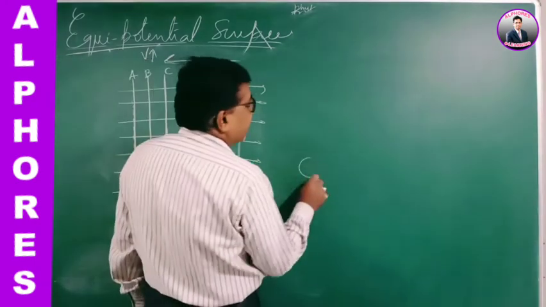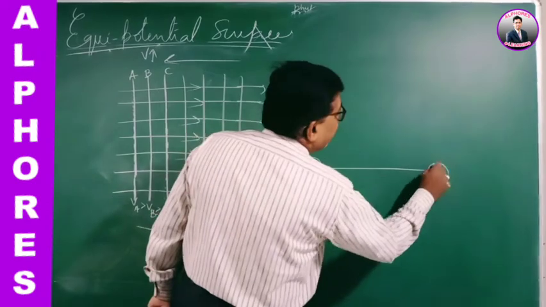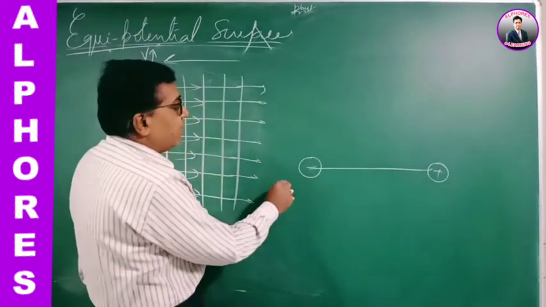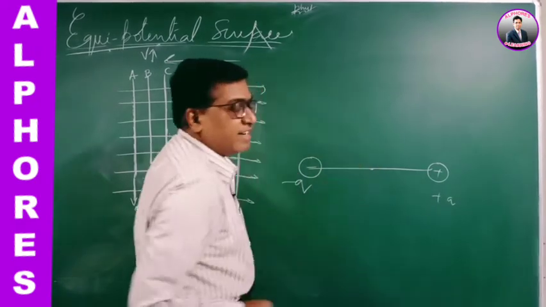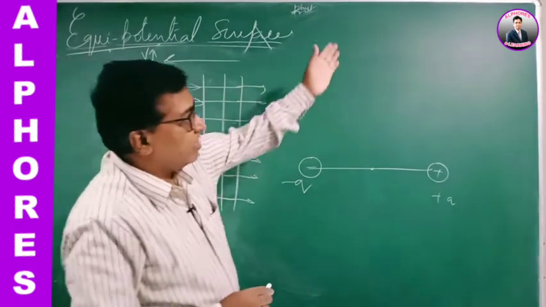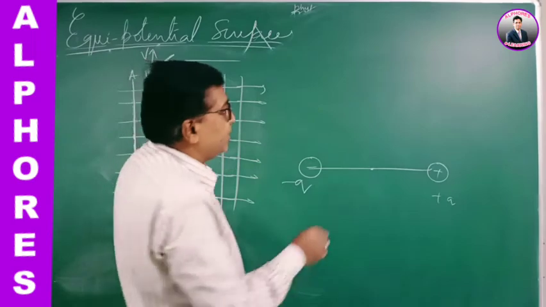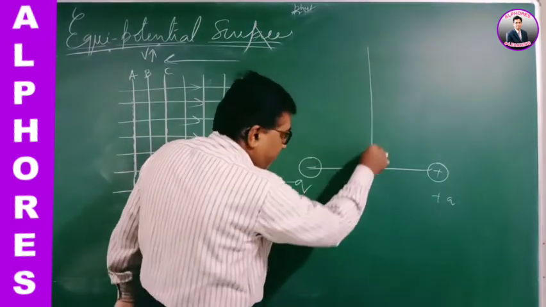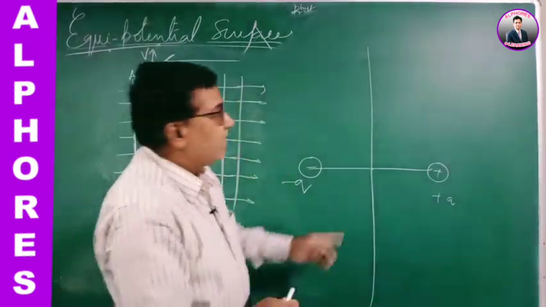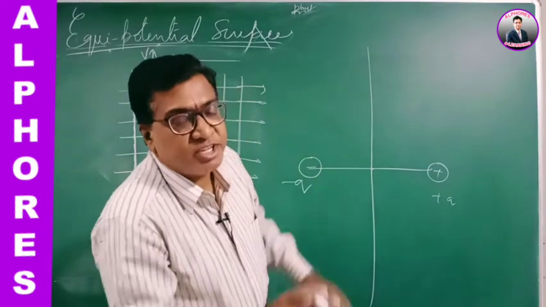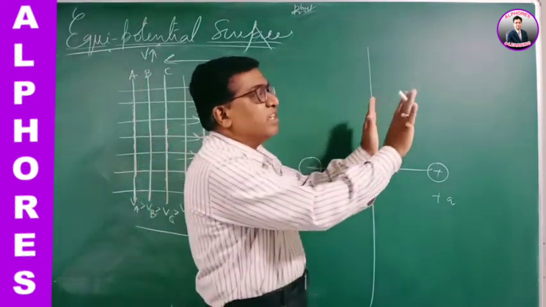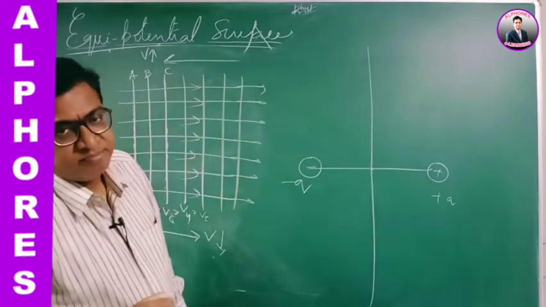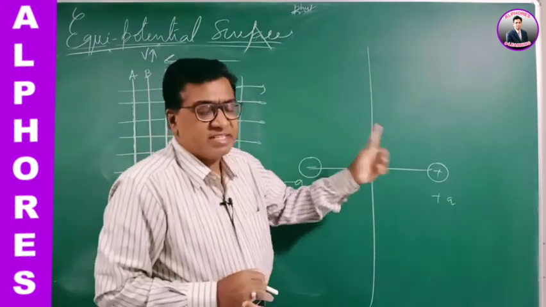Similarly, if I consider a dipole, equal and opposite charges, minus q and plus q. For an electric dipole, we have found the potential on the equatorial line is 0. So the plane perpendicular to the axial line, at all these points the potential is 0. It is an equipotential surface with 0 potential. It is a null potential surface.